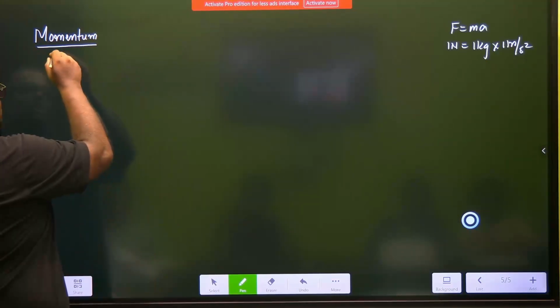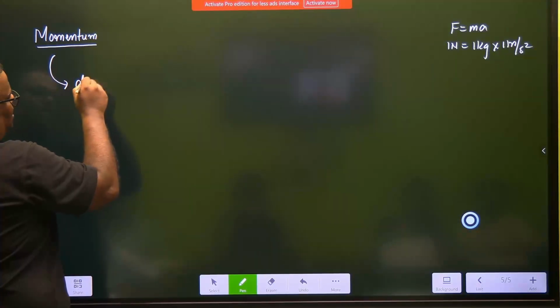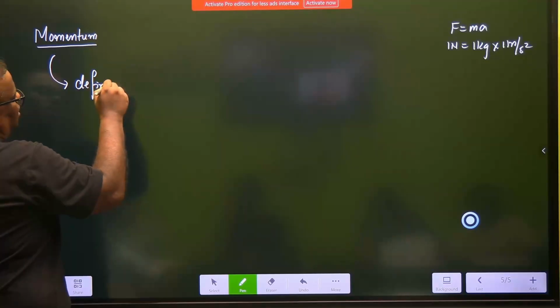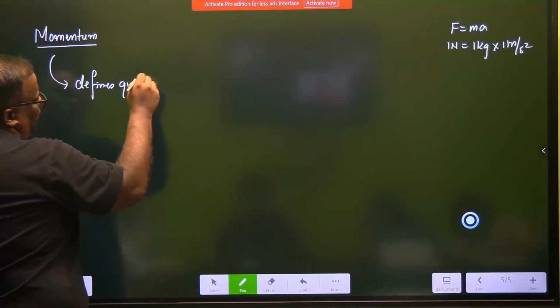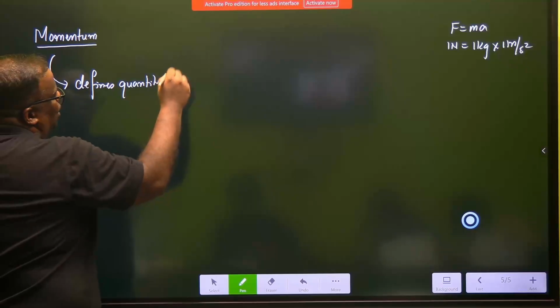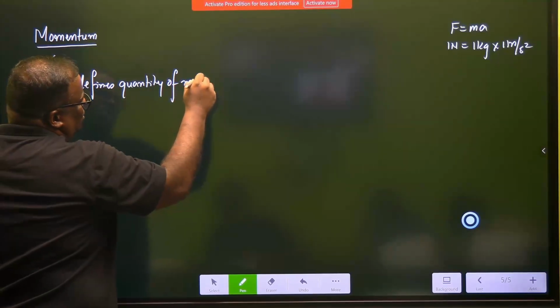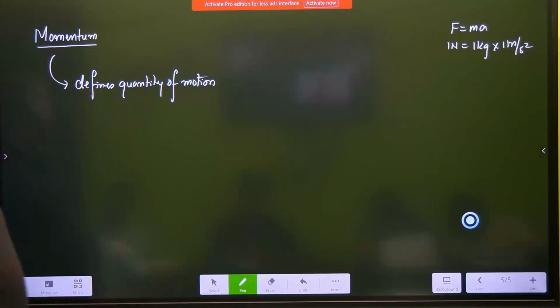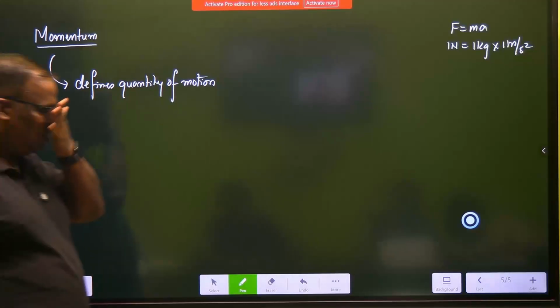Momentum is another physical quantity which actually defines quantity of motion. Very difficult for you to understand with this definition. Quantity of motion. ये क्या चीज हो गया? Quantity of motion. Now let me give you an example.